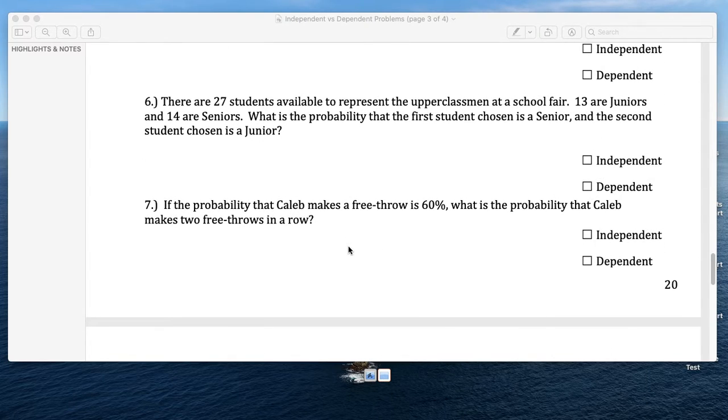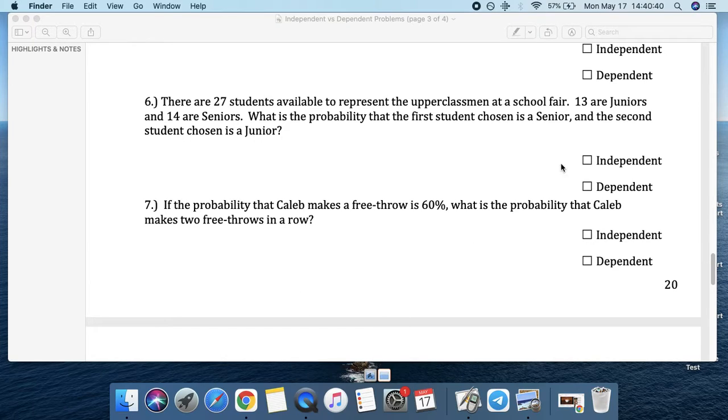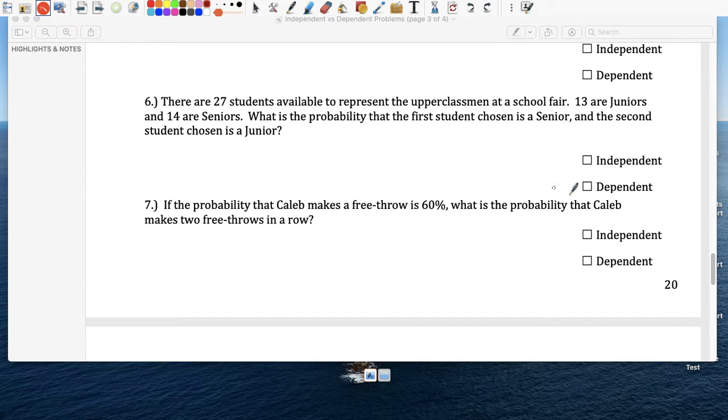27 students. 13 are juniors, 14 are seniors. What's the probability that the first student is a senior and the second is a junior? And again, this is dependent. Let's see why. So the probability of picking a senior: what's the total? 27. And the probability of getting a senior is 14 out of 27.